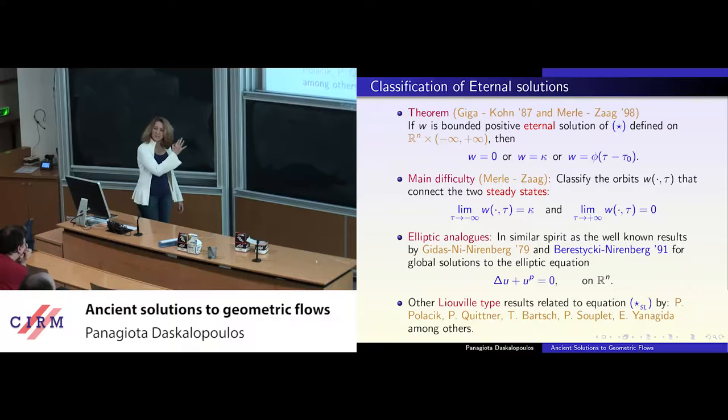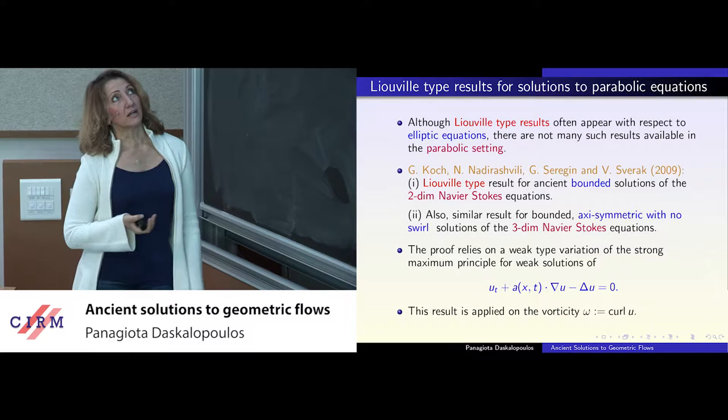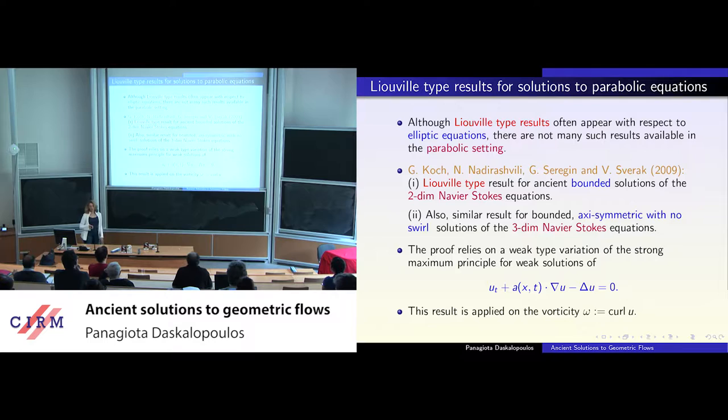Okay. And now there is another interesting result that I don't have time to talk about in detail, by Koch, Nadirashvili, Seregin, and Šverák, where they classify bounded solutions of 2D Navier-Stokes and 3D Navier-Stokes, but with rotational symmetry. 3D involves rotational symmetry and no swirl.